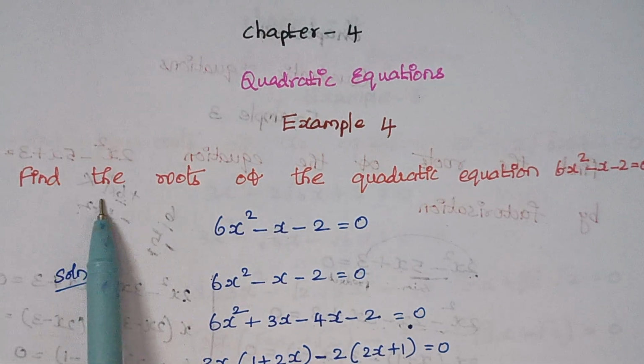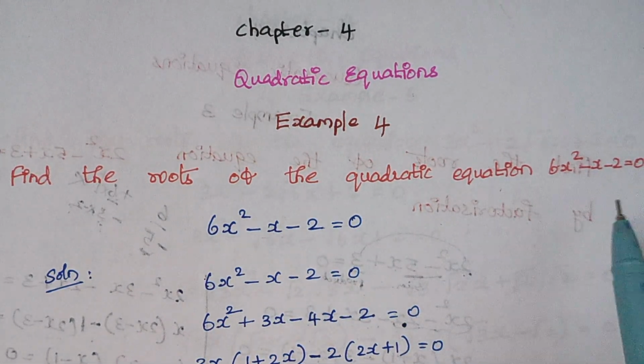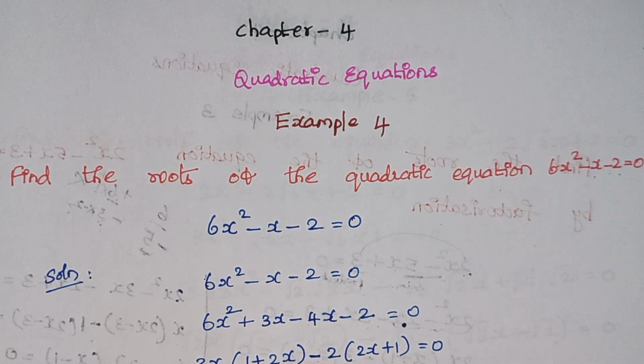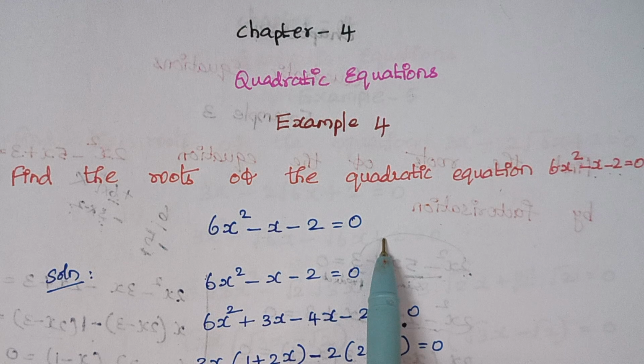Today we are going to solve example 4 and 5 in chapter 4, quadratic equations. The problem is: find the roots of the quadratic equation 6x² - x - 2 = 0. So here this is the given equation.